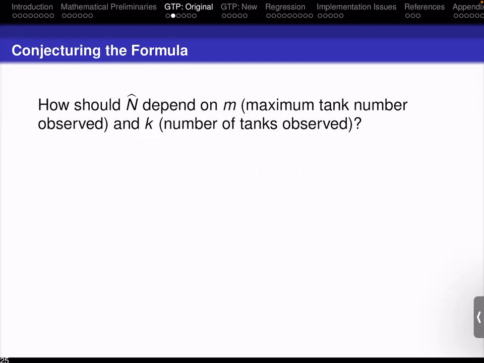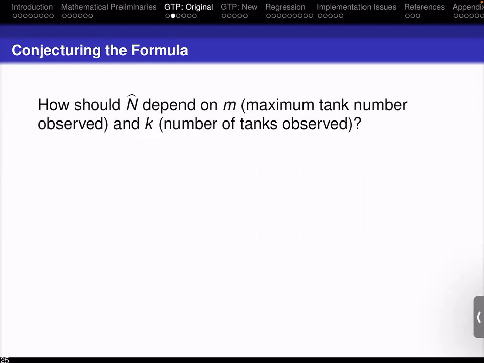If m increases, what do you think should happen to my estimate? Do you think it should go up or go down as m increases? Up. What about if I fix m and I increase k? Do you think my estimate should go up or go down? If my largest tank observed is 100, and I observed only one tank, or my largest tank observed is 100, and I observed 50 tanks. So you think that as I increase k for fixed m, my estimate of n should go up.